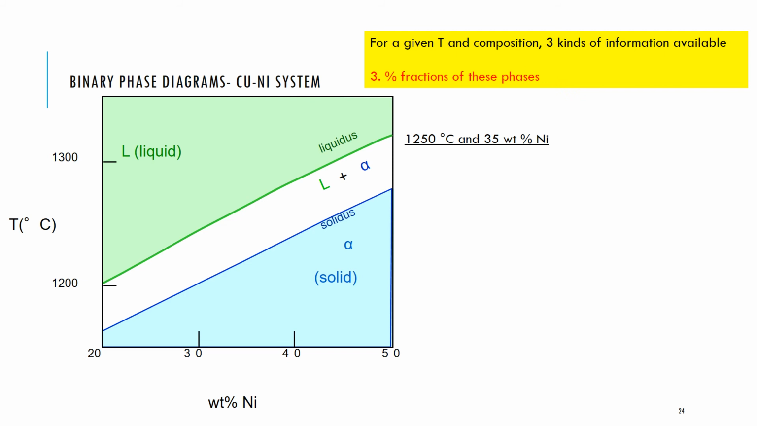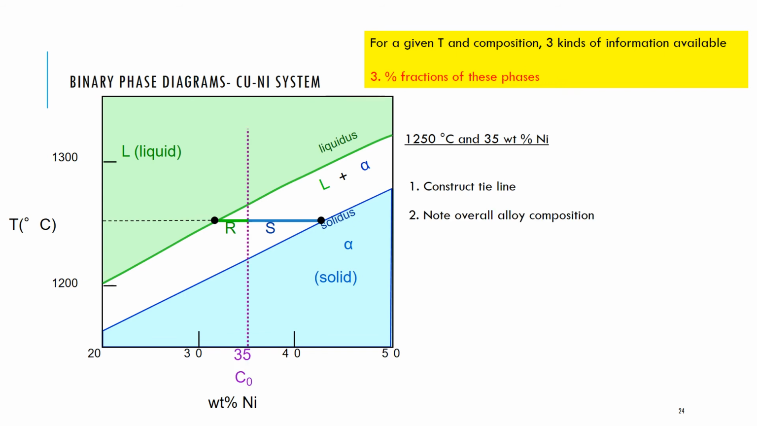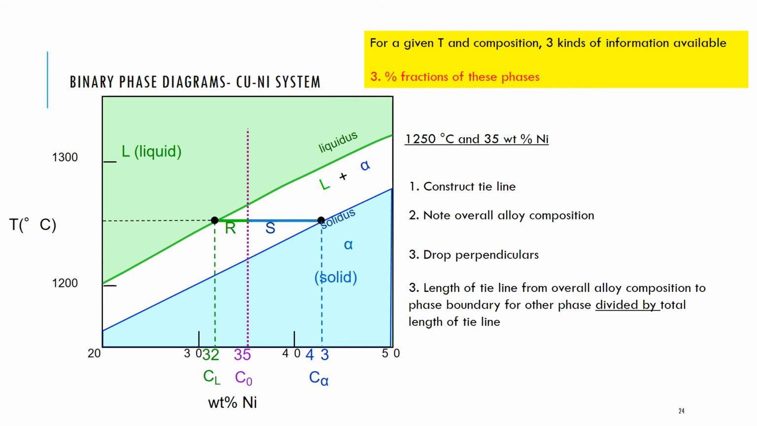Now, the other interesting thing that I can do is work out the percentage fractions of these phases. So, for example, at 1250 degrees Celsius and 35 weight% nickel, how much liquid phase is present and how much alpha solid phase is present? Well, again, I construct my tie line. I note the overall composition of the alloy, which is 35 weight% nickel. I drop my perpendiculars, and I take the length of the tie line from the overall alloy composition to the phase boundary for the other phase, or the opposite phase to the one I'm trying to work out, and divide it by the total length of the tie line. I'll show you how to do that now.